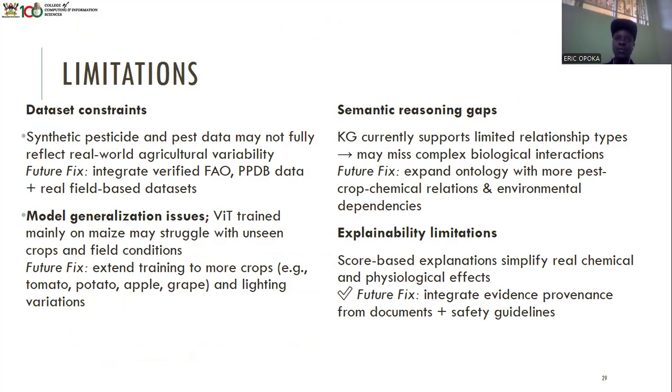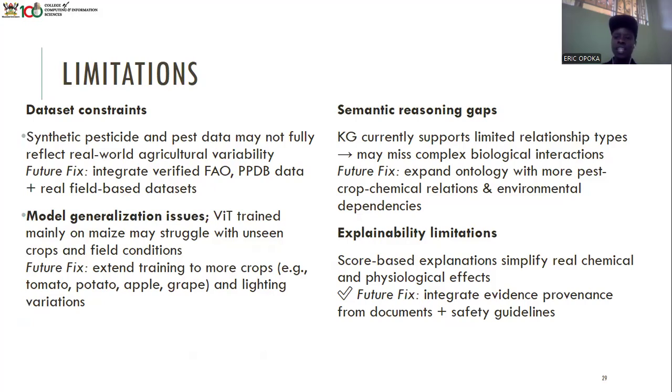Then the limitations which we had with the dataset constraint: before, we had problems getting datasets because, in one way or the other, for the text in particular, getting a dataset was very hard because it missed a lot of what we needed. So we had to get some by ourselves. Then the model generalization issue. In this case, ViT was first trained with maize, so it's more accurate with maize. Therefore, in future, we shall get a way of extending it, but that's still a limitation we have.